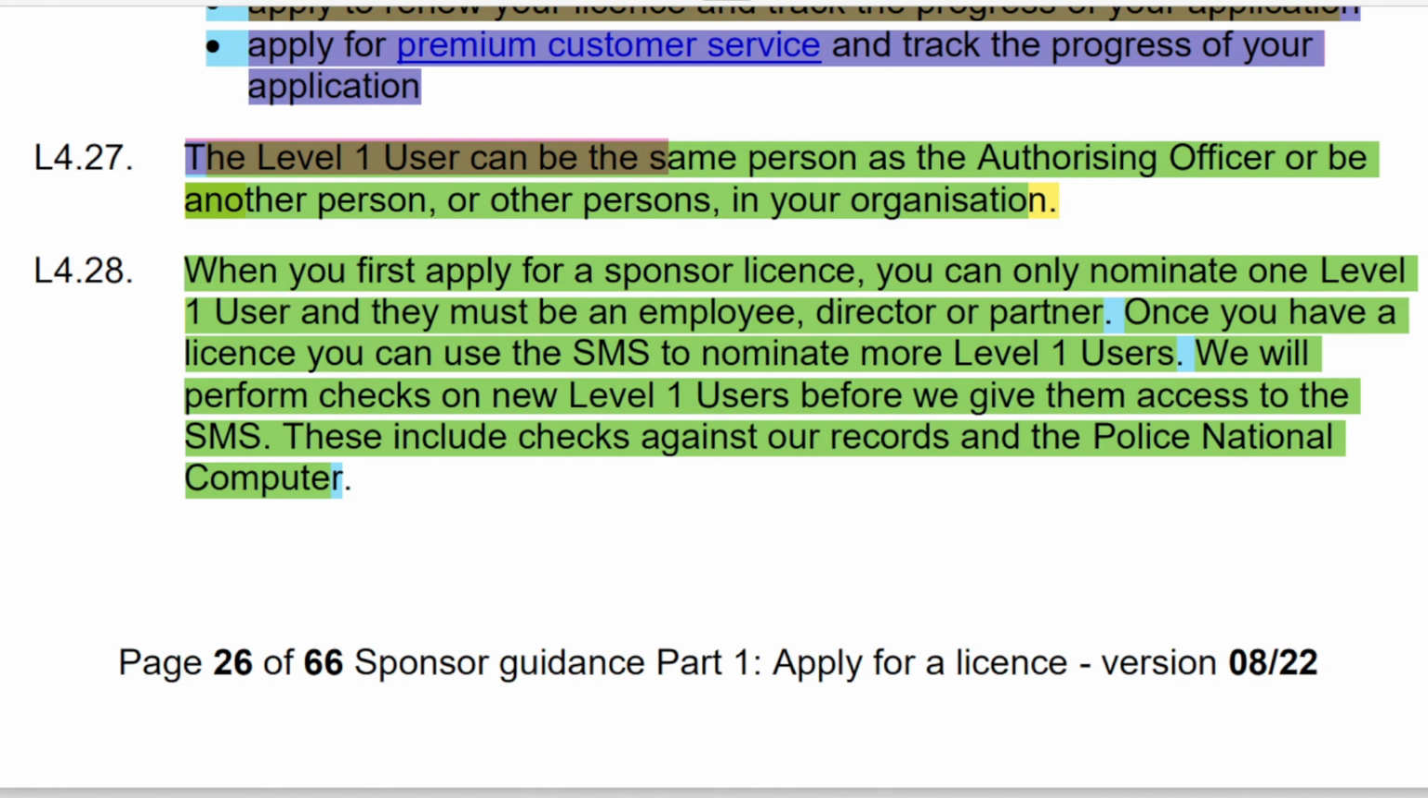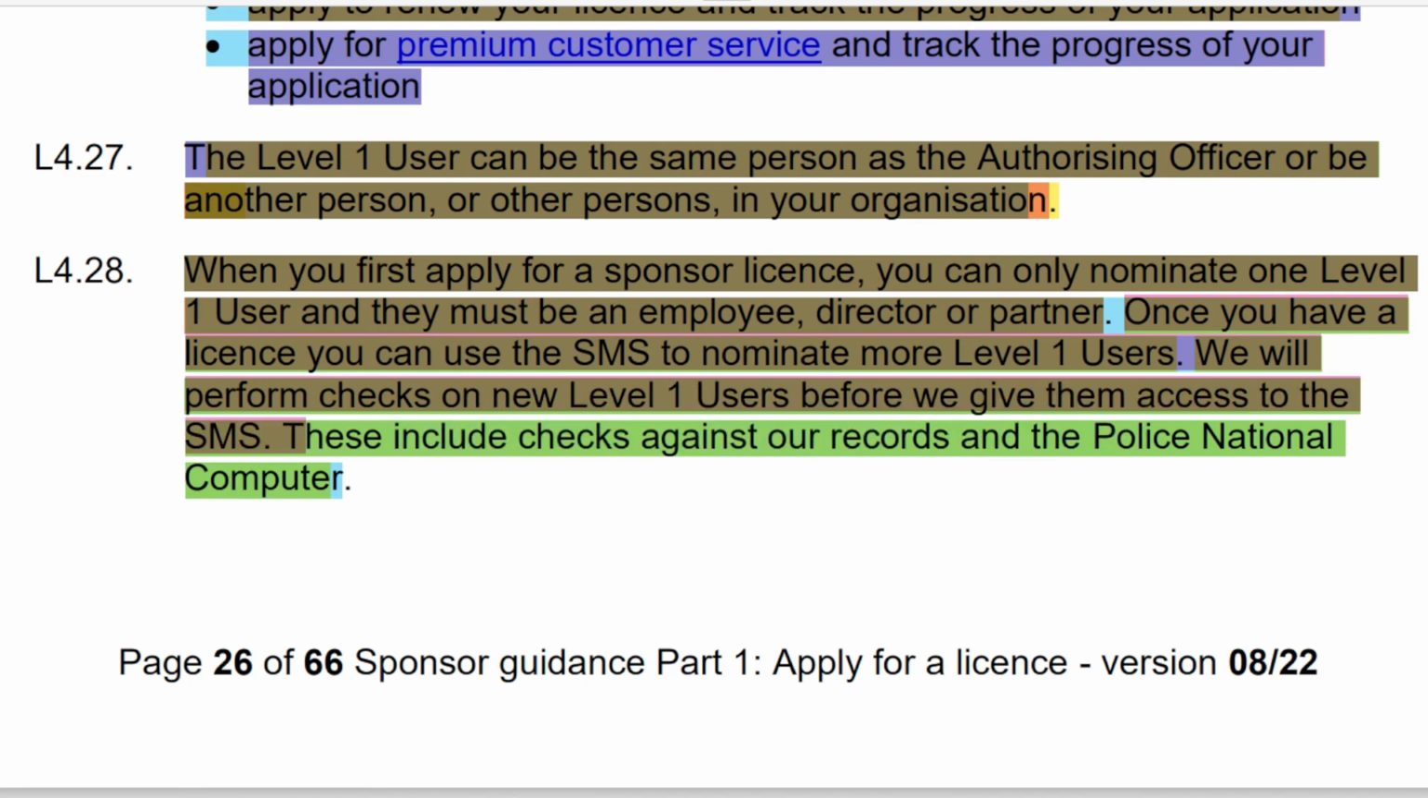The level 1 user can be the same person as the authorizing officer, or another person in your organization. When you first apply for the sponsor license, you can only nominate one level 1 user, and they must be an employee, director, or partner. Once you have a license, you can use the SMS to nominate more level 1 users. We will perform checks on level 1 users before we give them access to SMS. These include checks against our records and the Police National Computer.